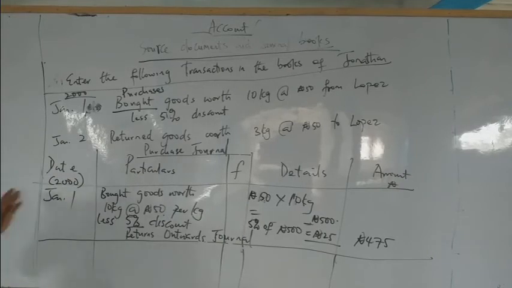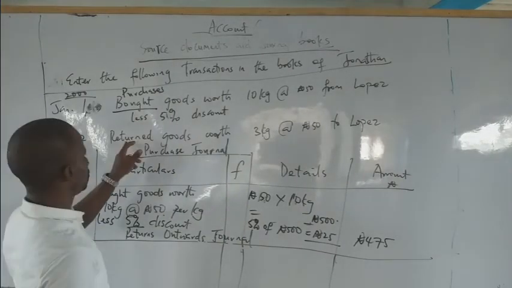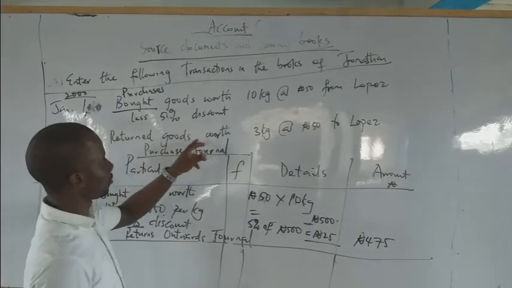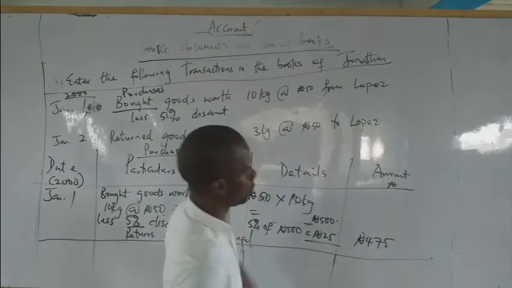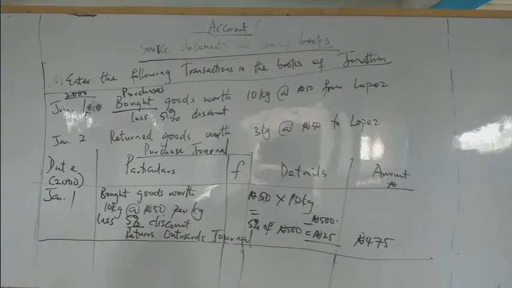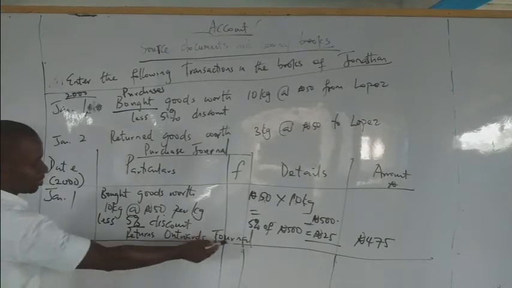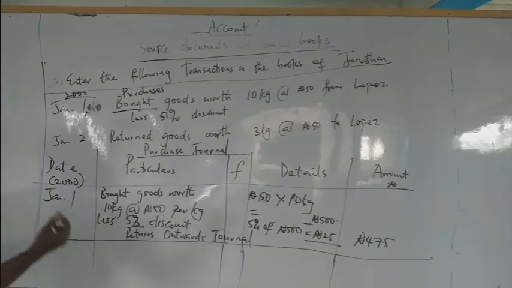But now, they came on January 2nd. They told us, out of these goods, Jonathan returned goods worth 3 kg at 15 naira to who? Lopez. We will now come under the what? What kind of journal will we make? Return outward or return inward journal? Very good. Return outward journal or purchase return journal.